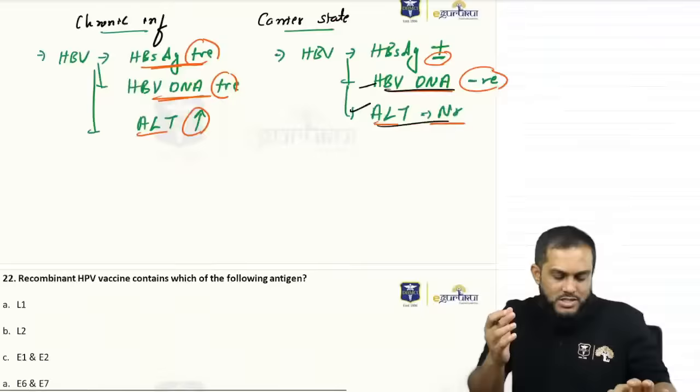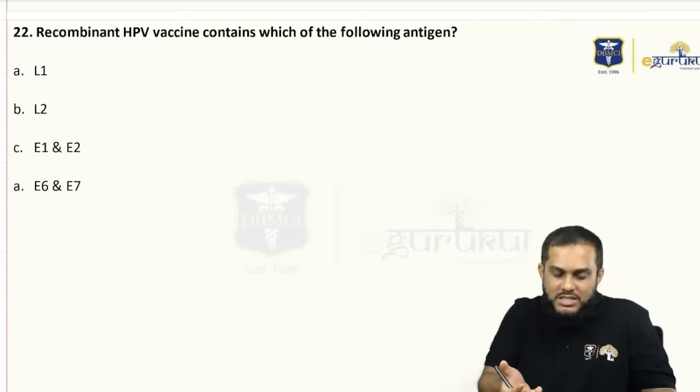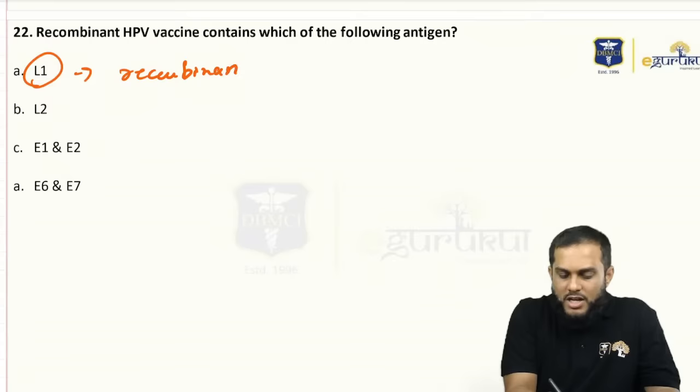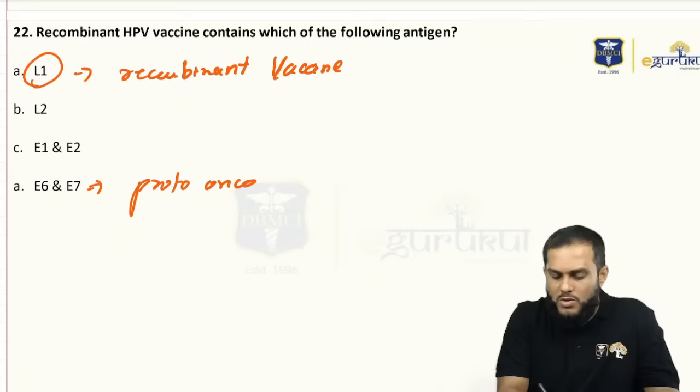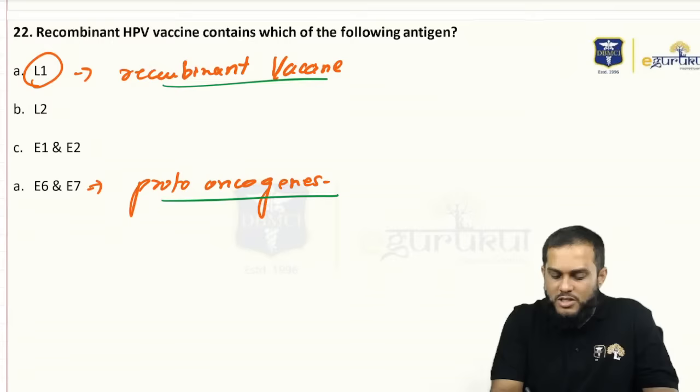Recombinant human papilloma virus vaccine contains which of the following antigens? You know that L1 antigen is present in the recombinant vaccine. L1 antigen of human papilloma virus is present in the recombinant vaccine, and E6, E7 genes are proto-oncogenes of human papilloma virus. So this is for the vaccine. These are proto-oncogenes which cause cervical cancer. A very important question.